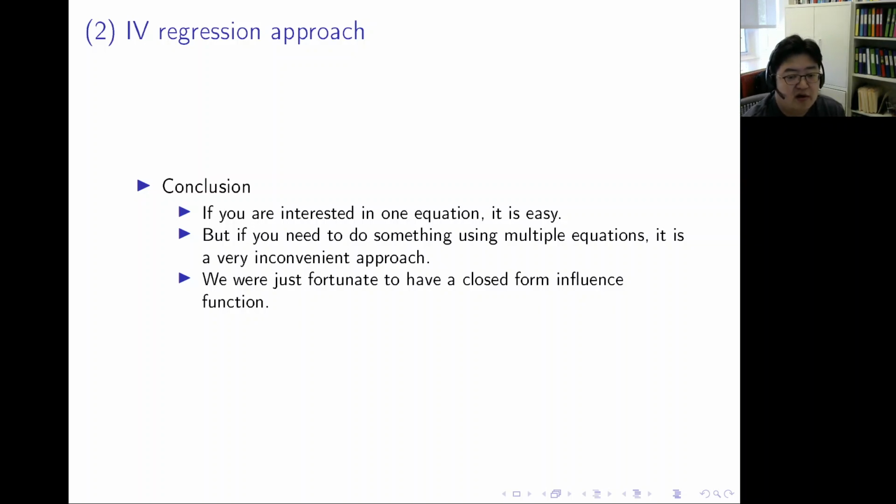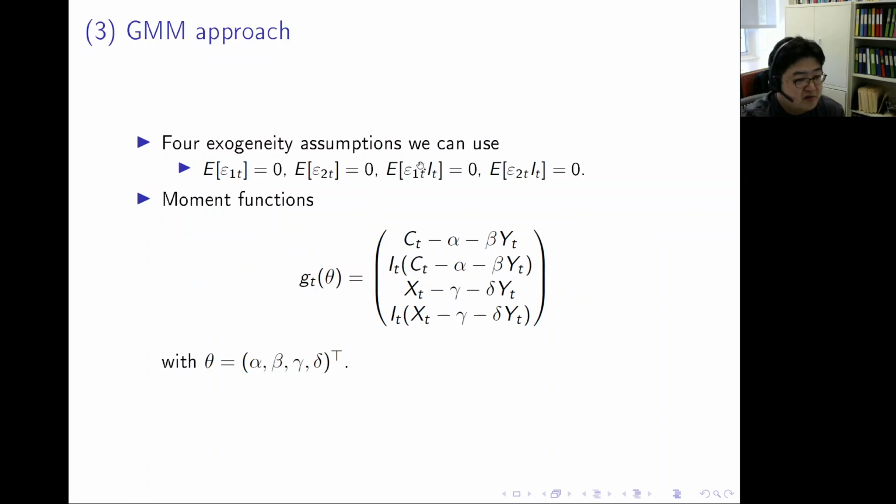I'm telling you, it's not general enough. So it may be inconvenient depending on what you want to study. Okay. The third approach is the GMM approach, and it will consider everything at the same time as moment conditions. So we have 4 exogeneity assumptions. Of course, we have mean zero. Those two mean zero assumptions are needed to identify the intercepts, and exogeneity for the instrument. So 4 assumptions for 4 parameters, alpha, beta, gamma, delta. And moment functions can be written in this way.